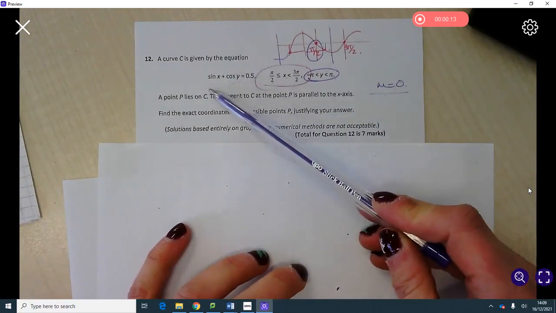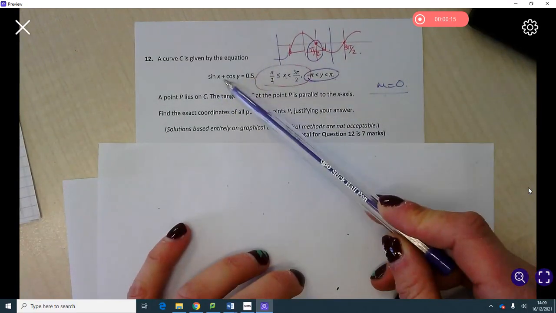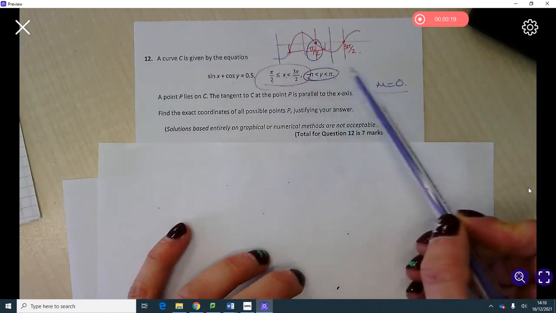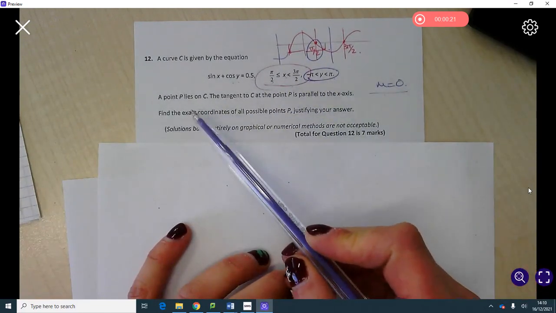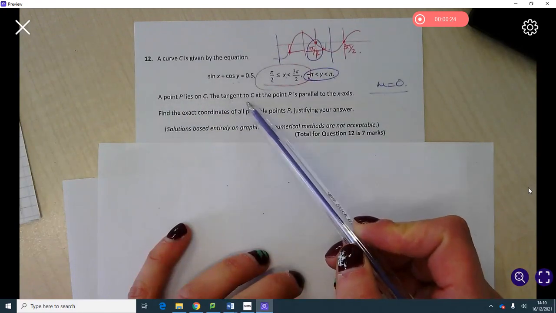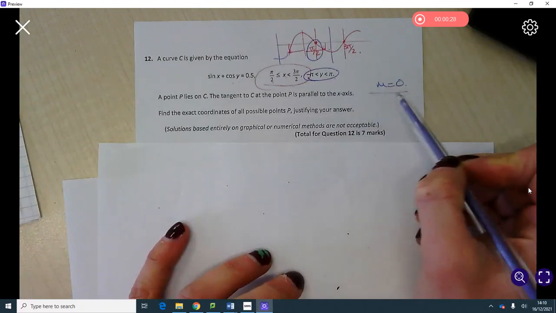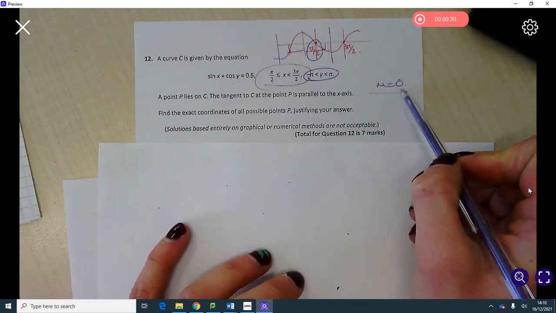So, we have an equation here. Sin x add cos y equals 0.5. And we've been given some ranges for x and y. Point P lies on C. The tangent to C at P is parallel to the x-axis. So that means it's horizontal, therefore the gradient is 0.